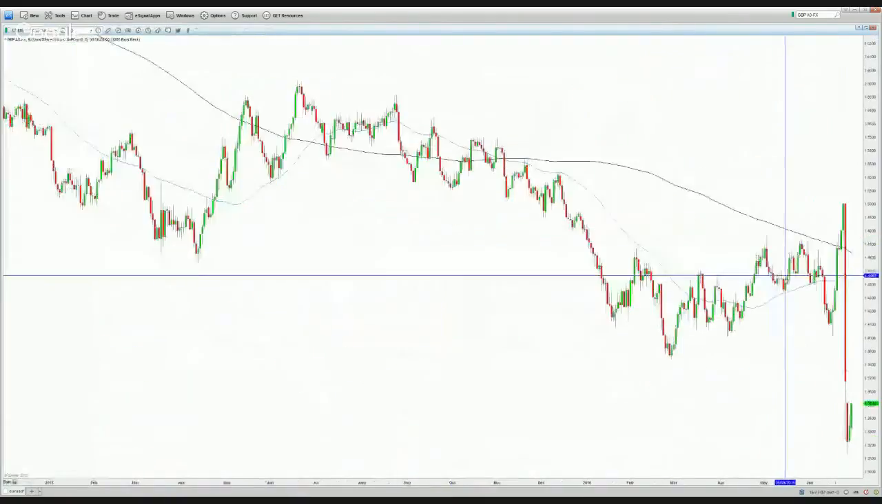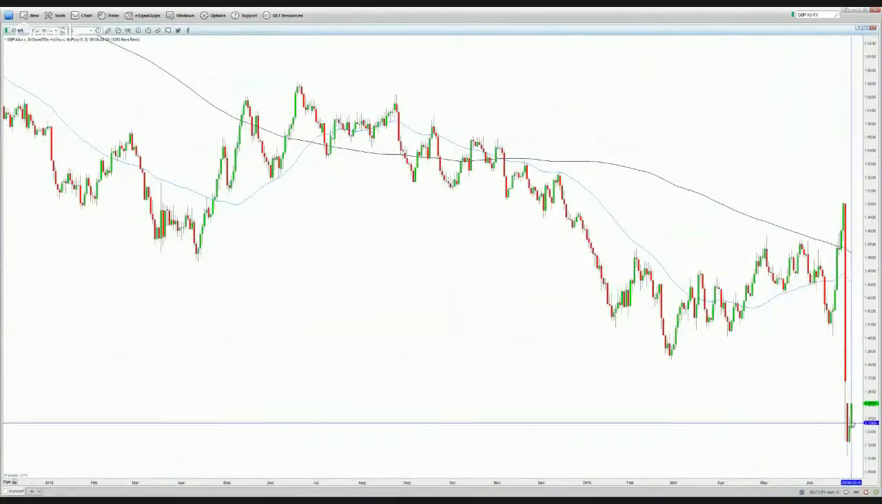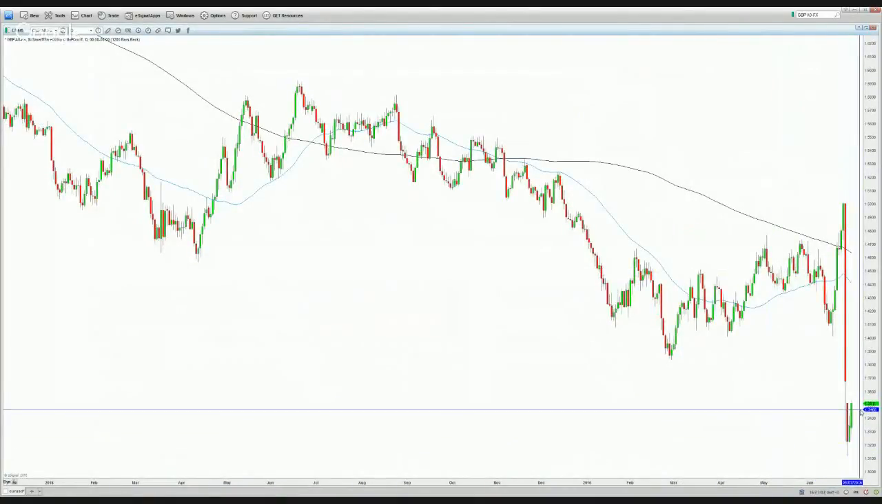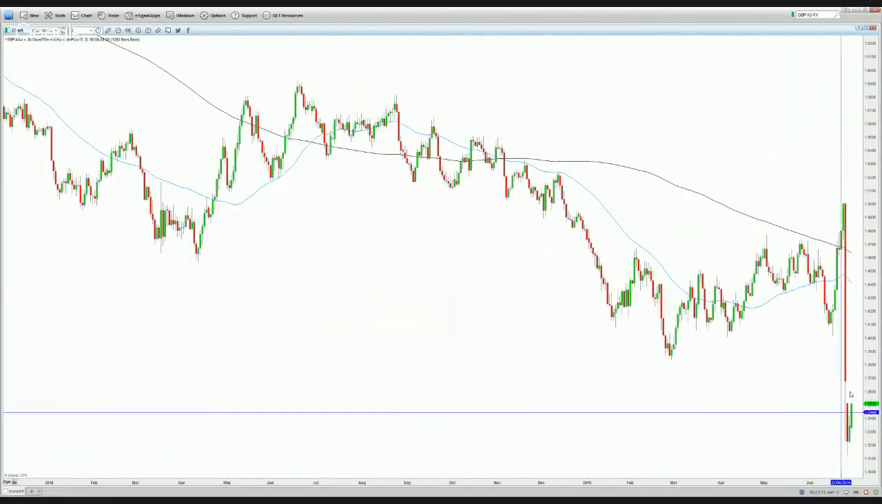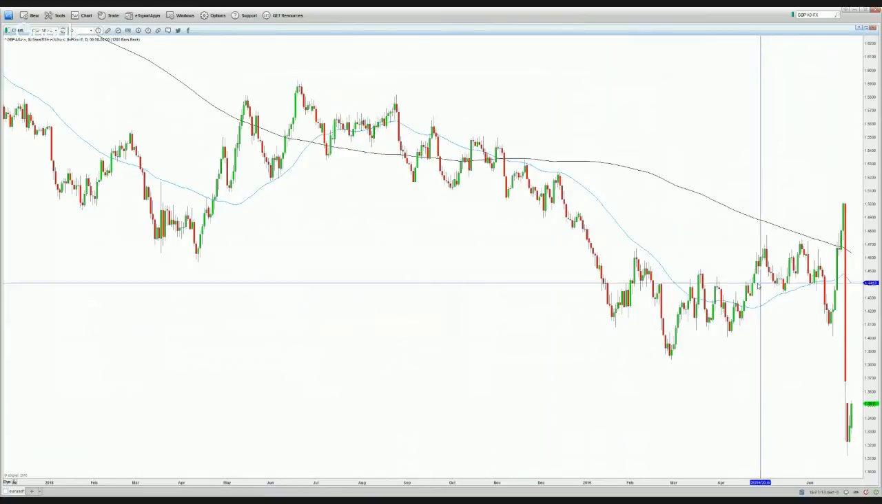So if you look on the daily time frame, what we're having now is simply a correction. What we're looking for is a confirmed bearish flag. So a break and a close below here would be a continuation. Until then, you want to be standing aside.